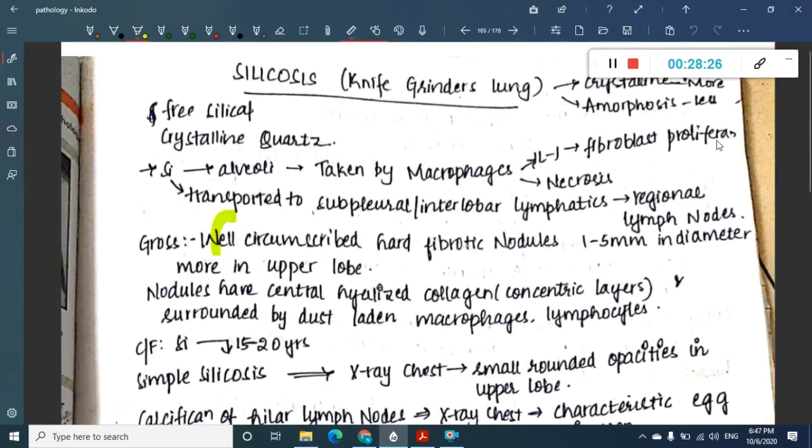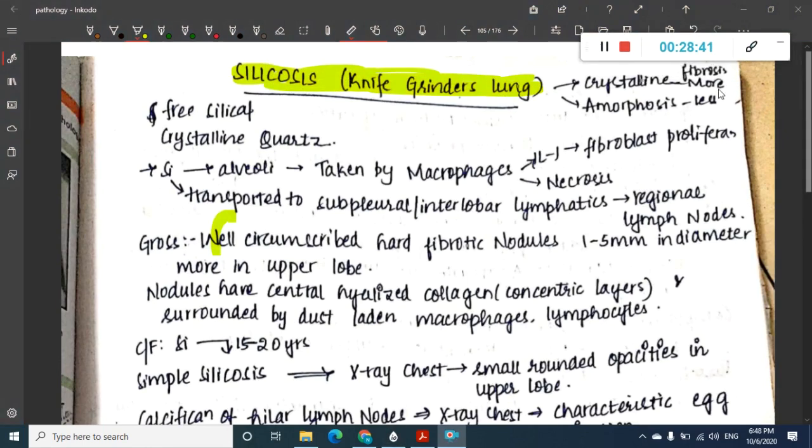Next, we have learnt about all the pictures. Now let us see the main content. Okay, it just takes 5 to 10 minutes, just a minute. So if you see, this is the silicosis which you are seeing. What is silicosis? What is the other name given for silicosis? Silicosis is also called Knife-Grinder's disease.